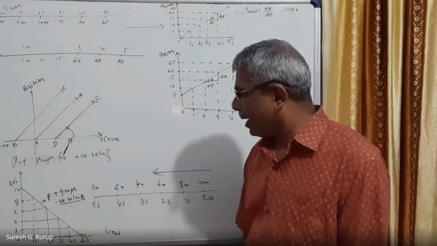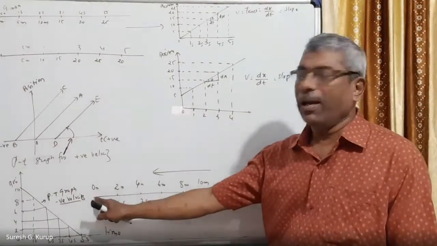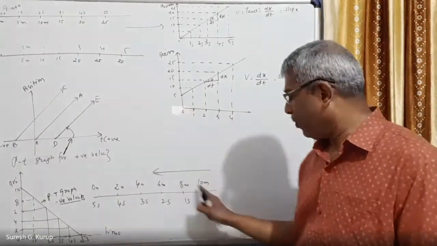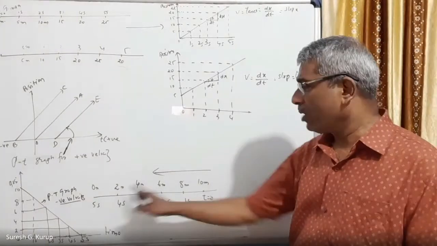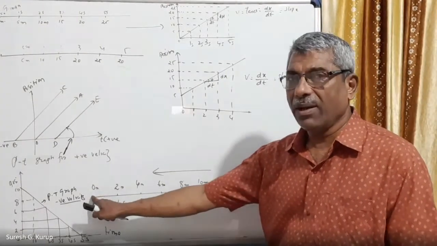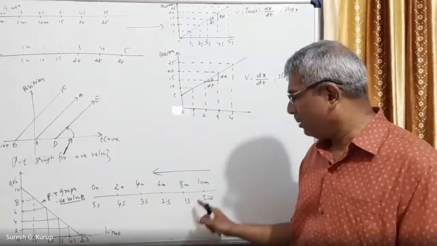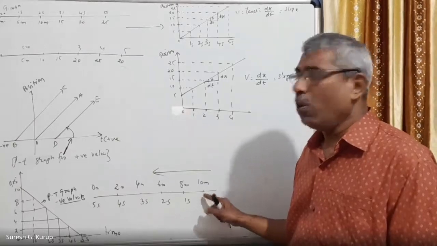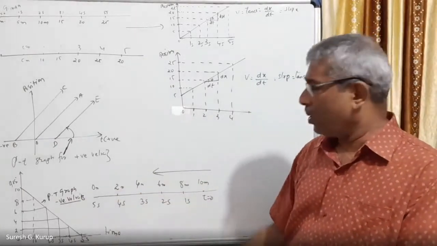So on the other hand, this is a case where the body is traveling and you are standing at this position O. When you open your eyes, the body was at the point 10 meters. You are standing at this position O, the zero position, the origin. At that time the body was 10 meters away from you. Now the body is moving towards you, that means towards the origin.